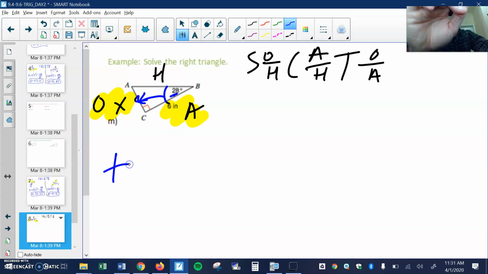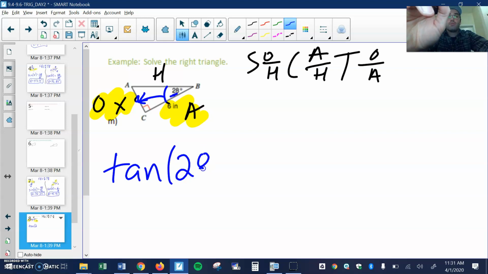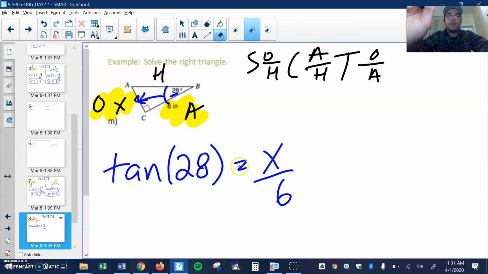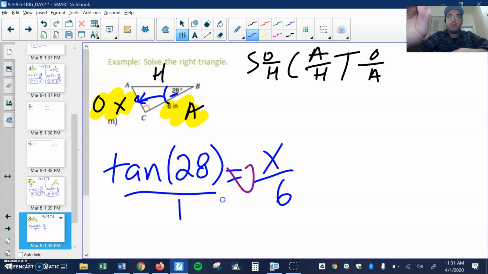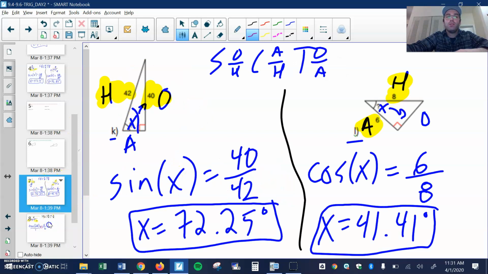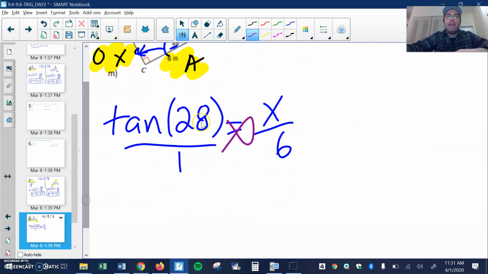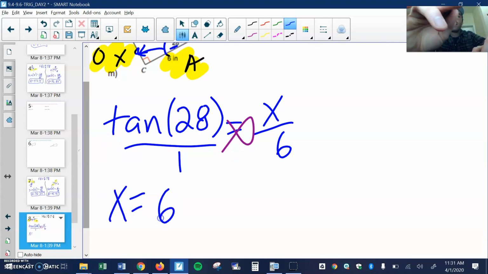But I chose this one to do a little bit of review. So I'm going to take tangent on my angle. Well, in this case, my angle is 28. That's equal to my ratio of X over 6. Since I'm solving for a missing side, I do not need to use the inverse. All I'm going to do is put this over 1 and cross multiply. Again, the only time you use the inverse is if I'm solving for an angle. If I have an angle, then I just do regular trig. So X equals 6 times the tangent of 28.